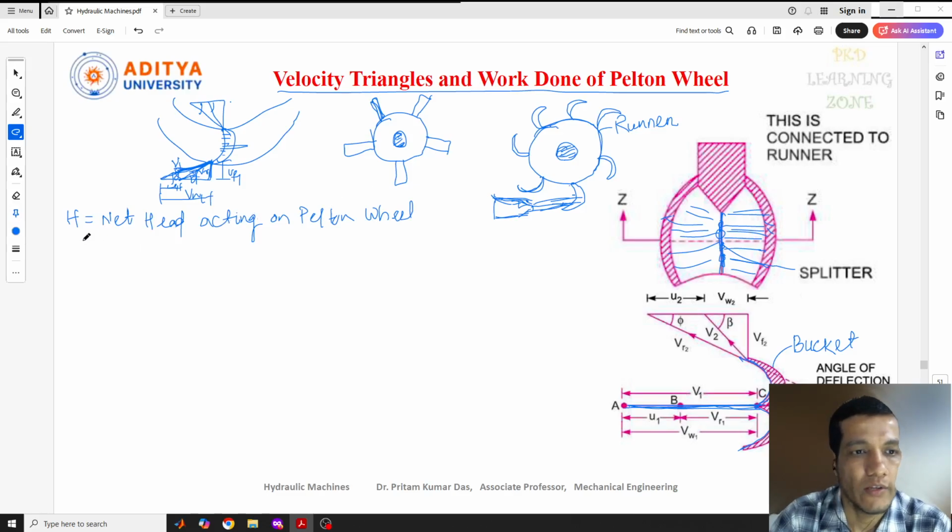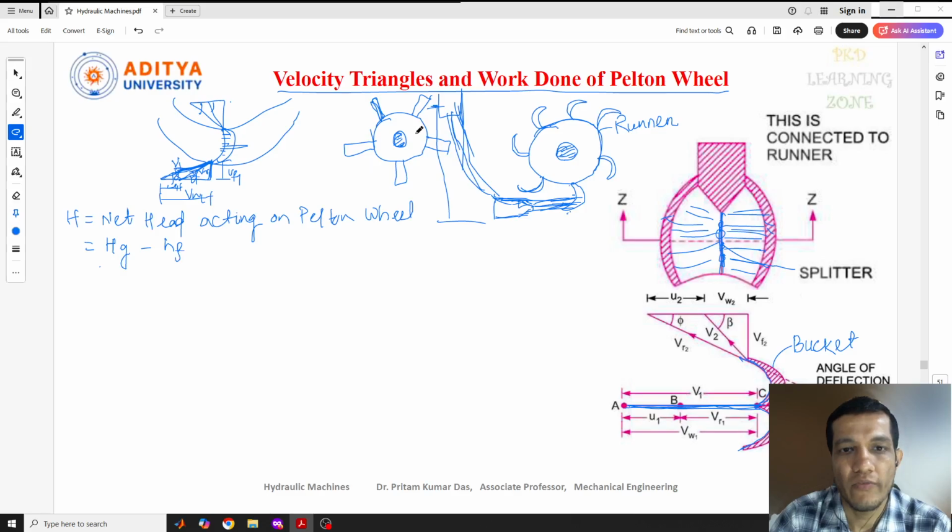There I told you that the net head of a turbine is calculated as the gross head minus the head loss during the flow. Gross head is nothing but the total head. The water comes from a dam, so suppose this is the dam height. How much height is present from the tail race to the head race? That is called the gross head.